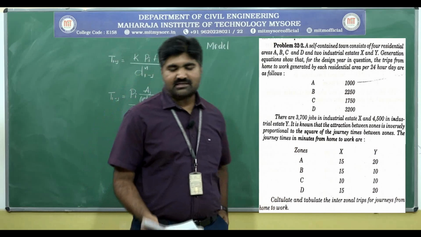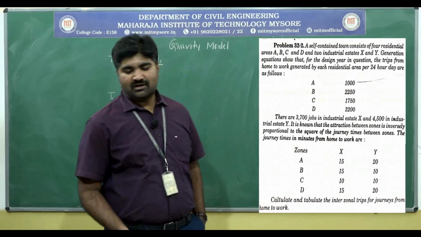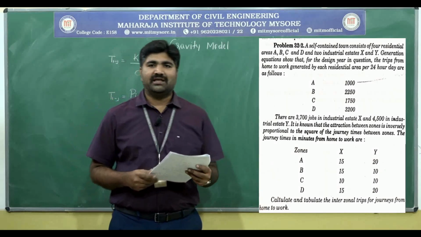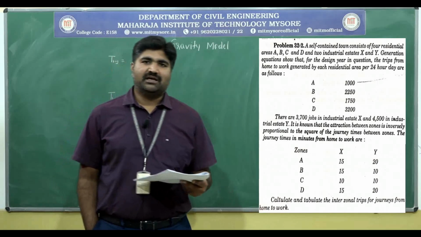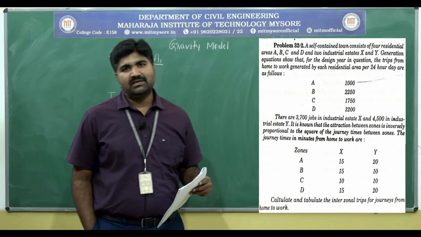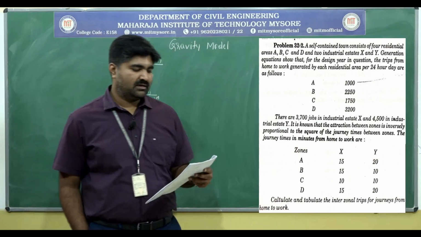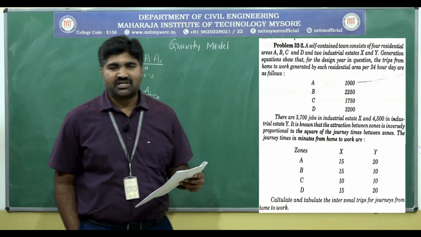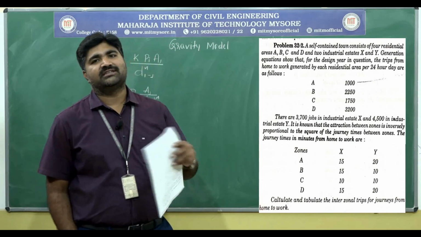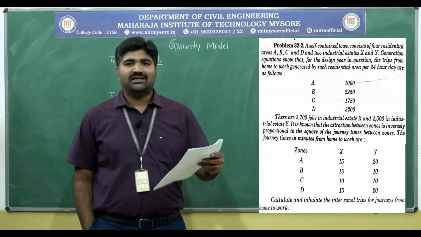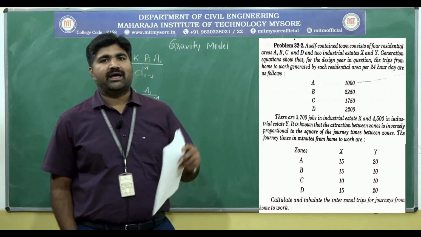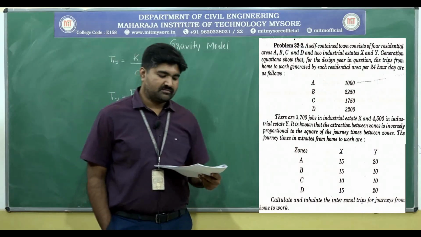A self-contained town consists of four residential areas, A, B, C and D, and two residential estates, X and Y, in capital letters.